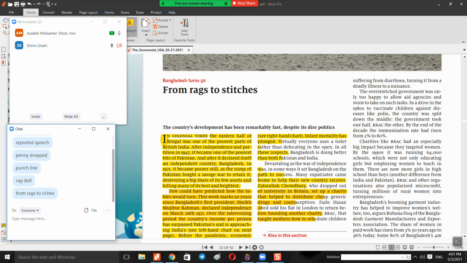Not "instead of." Despite. You know the meaning of despite, and what you said in Farsi was correct. Despite its dire politics. What does dire politics mean? Terrible. Very good. Yes, terrible, very bad. Very poor. But it's not the only meaning of dire. Dire means something else too.